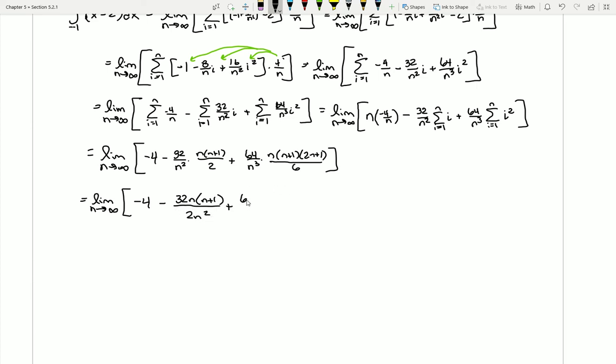Over here I can do the same thing, 64n times n plus 1 over 2n plus 1, all divided by 6n to the third. And so I can now imagine doing the limit of each of these pieces. But actually, doing the limit of each of these pieces is going to be really simple if instead I focus on an old fact that we had from early in the semester.